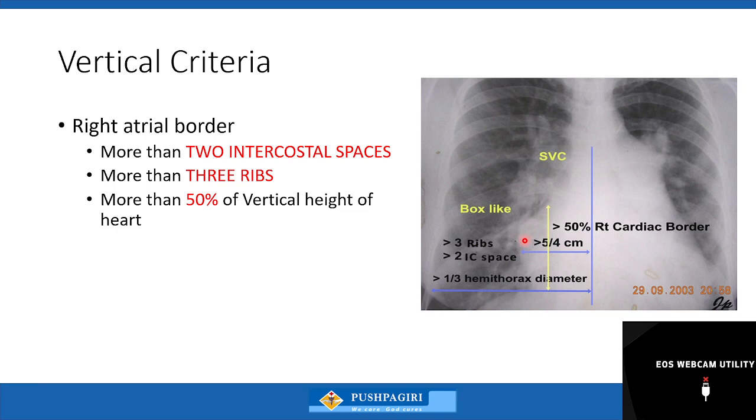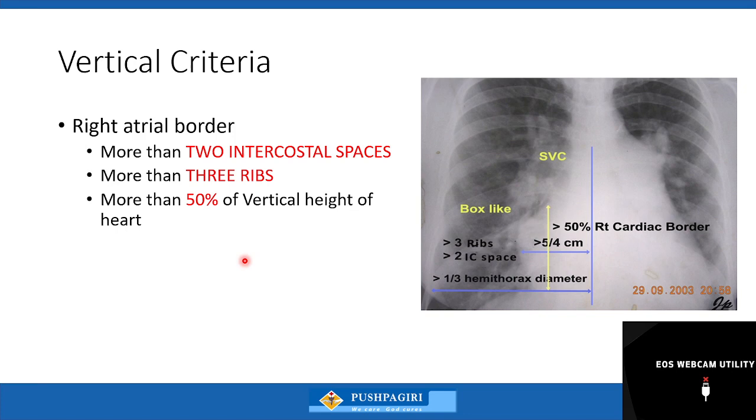Or if the vertical height, this right atrial length, we have to actually trace and measure that length. If that is more than 50% of the vertical height of the heart, that is from the aorta tip, arch of aorta, to the dome of the diaphragm where the heart sits, which we take as the vertical height of the heart, then we can say there is right atrial enlargement. So these are the three vertical criteria for right atrial enlargement.